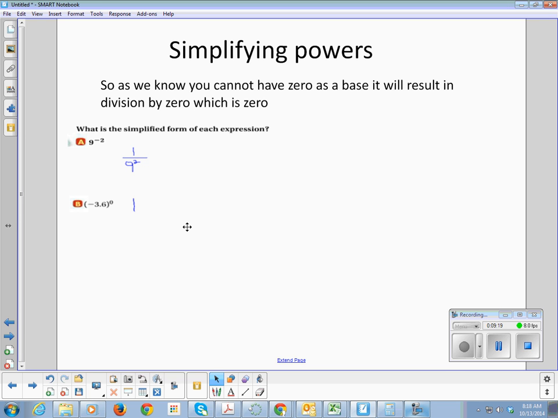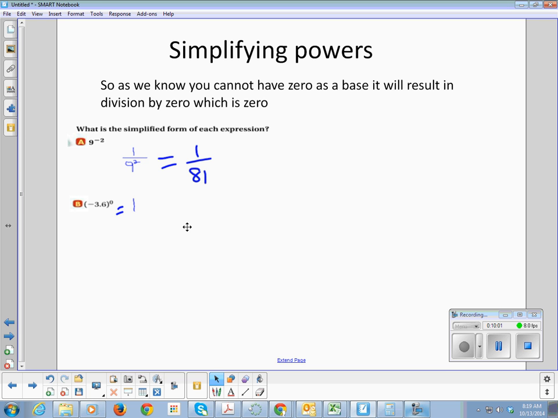All right. We cannot have zero as a base. It will result in crazy land. But go ahead and write these example problems down. 9 to the negative 2. Negative exponents make a positive denominator. So 1 over 9 squared. It's equal to 1/81.